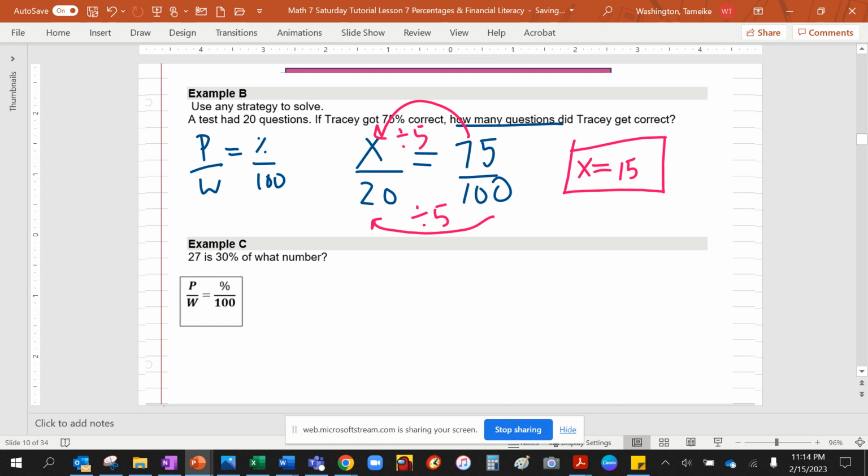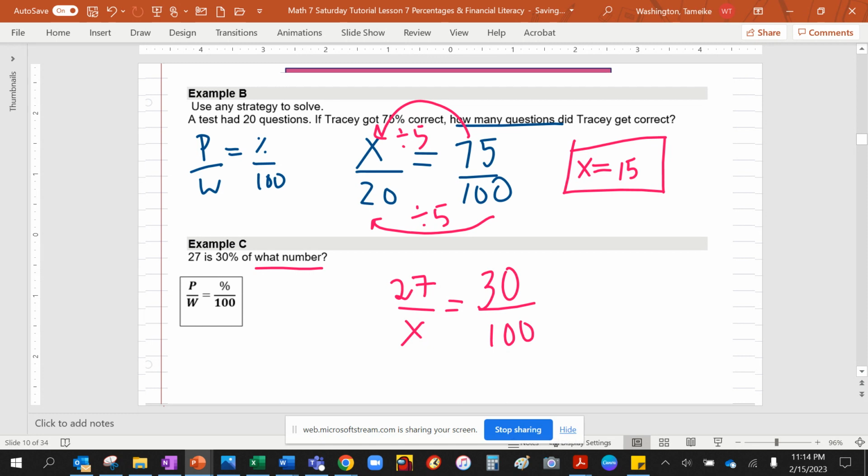For the next example, it says 27 is 30% of what number? What number indicates that there's a bigger number here because 27 is 30% of that number. I would prefer to use a percent proportion here, knowing that 27 is my part. My W is unknown, but I have 30 over 100. It seems difficult to try to scale from 30 to 27 or from 100 to 30.